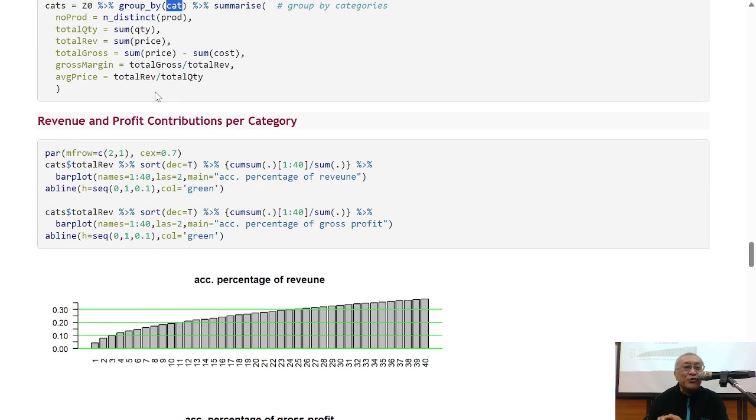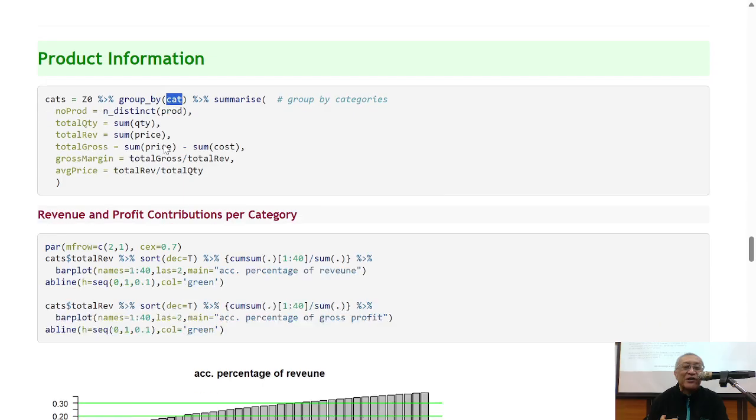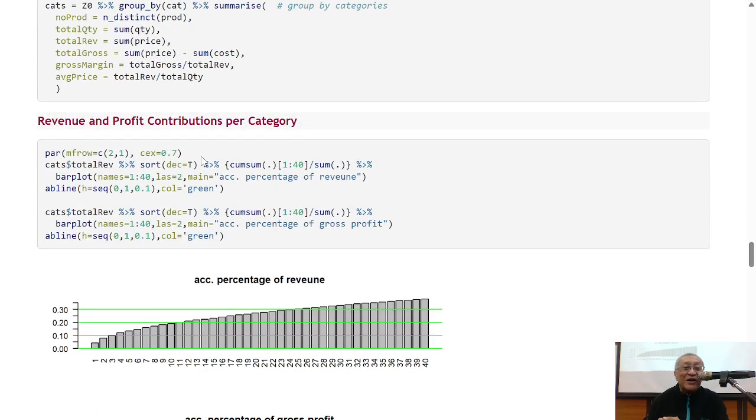But as I told you, we have too many product categories, right? So usually we only want to know the product categories that are generating most of the total revenue, right? So in this way, I take the total revenue column out of this data frame, and I sort it in descending order, right?